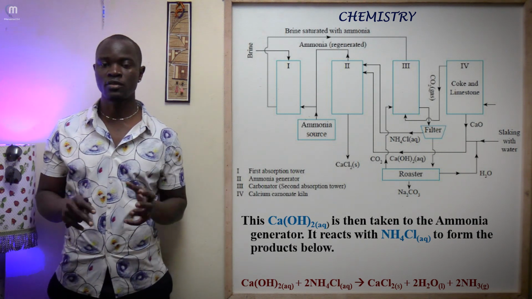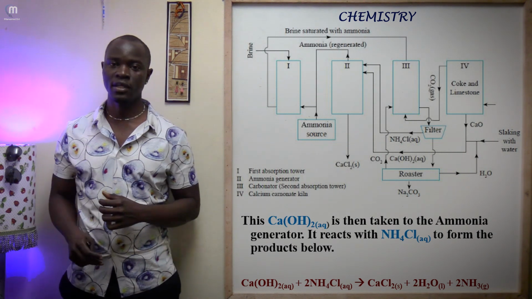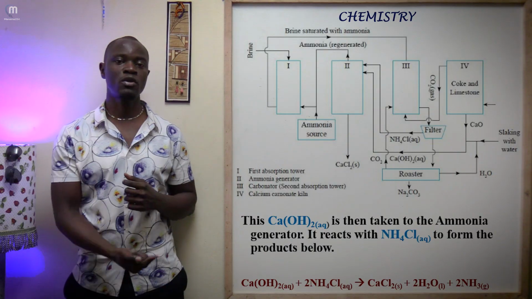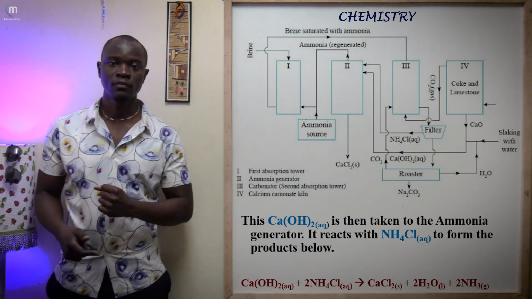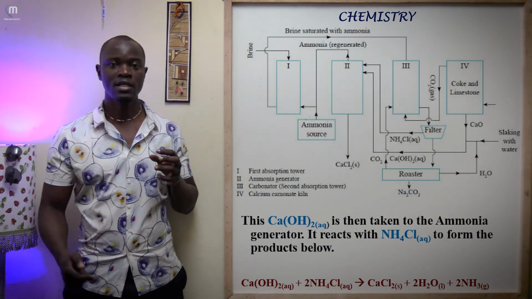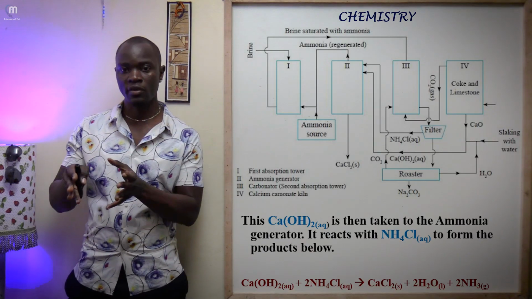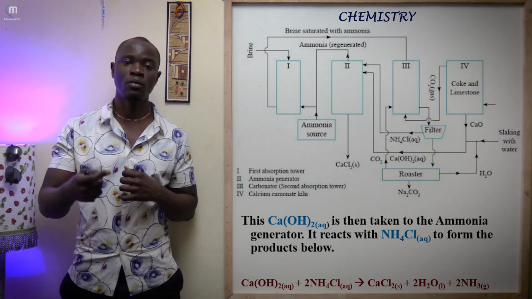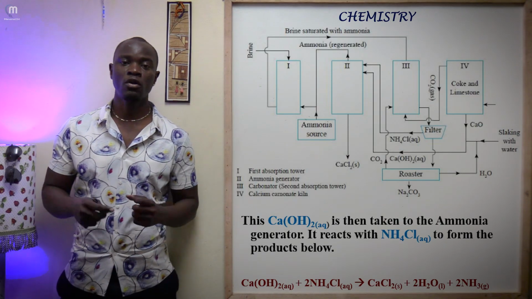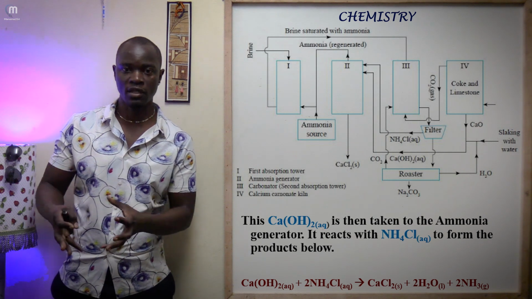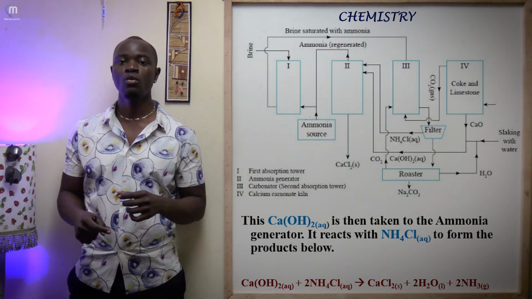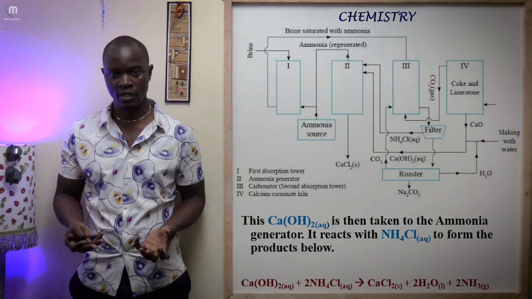So now we are done with the kiln. The function of the kiln is to produce carbon dioxide. If we heat coke in oxygen, it forms carbon dioxide, which is taken to the carbonator. Also, if we heat limestone, which is calcium carbonate, it forms carbon dioxide, taken to the carbonator, and calcium oxide. This calcium oxide is reacted with water in a process called slaking, and we obtain calcium hydroxide. This calcium hydroxide is taken to the second chamber, the ammonia generator.